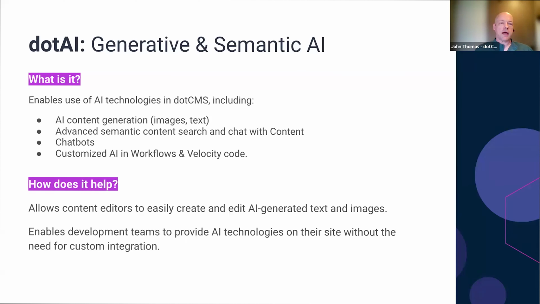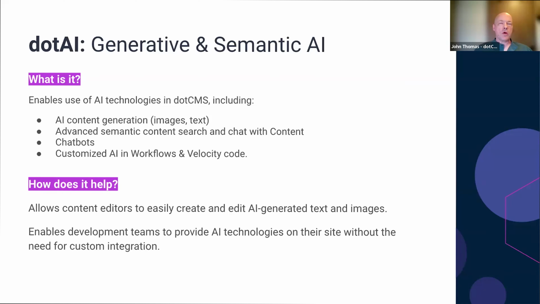What this does is it allows you to use generative AI to generate content, as well as semantic AI to do things like really sophisticated search. We have built a plugin into the block editor, and when the plugin's installed, you can use AI to generate text, and you can use AI to generate images. There's an advanced semantic content search, and we've built it up so that you can create your own chatbots on your site fairly easily, as well as we've added some customization to workflows, and we've added velocity methods.